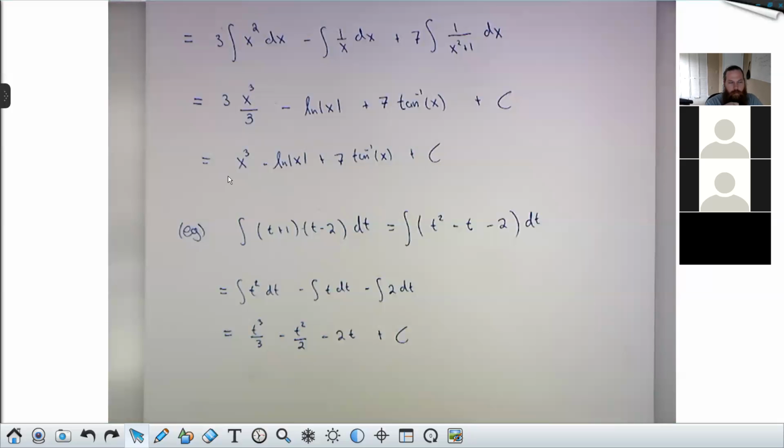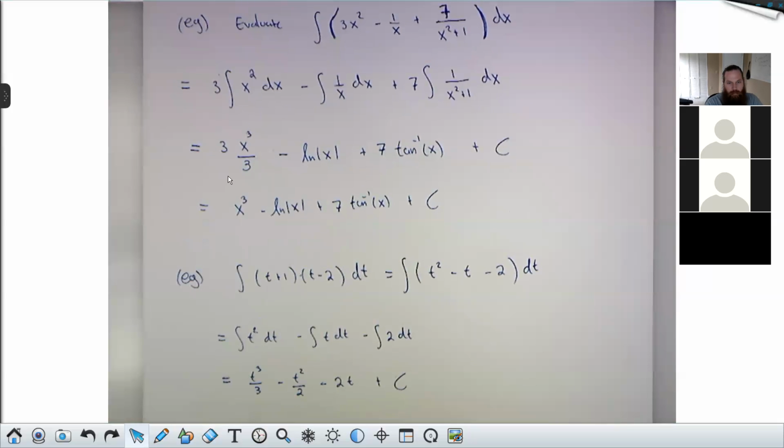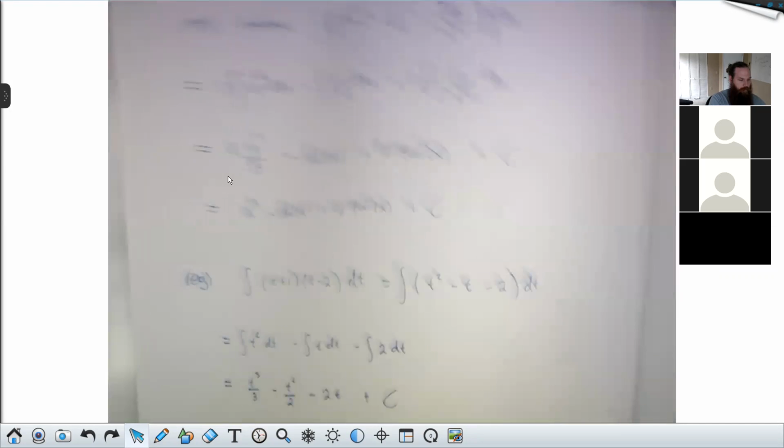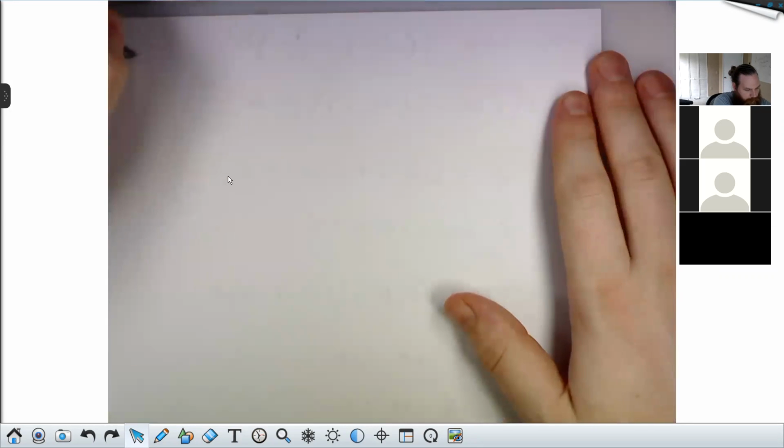Any questions on either of these examples? Okay, if not, then I'm going to continue on. Let's look at a few more. There's an important lesson to be learned from that last example, and we're going to apply it here as well.